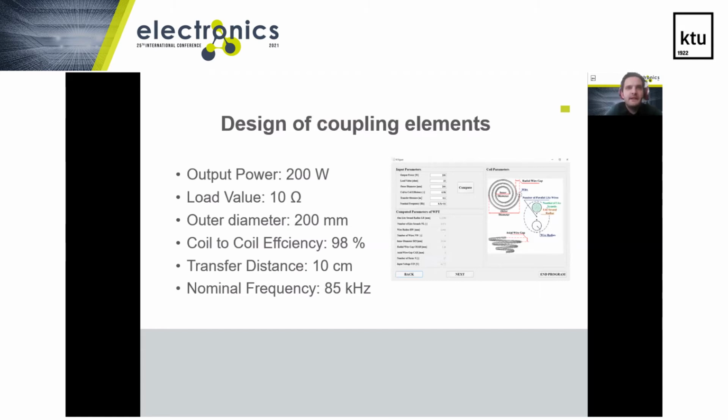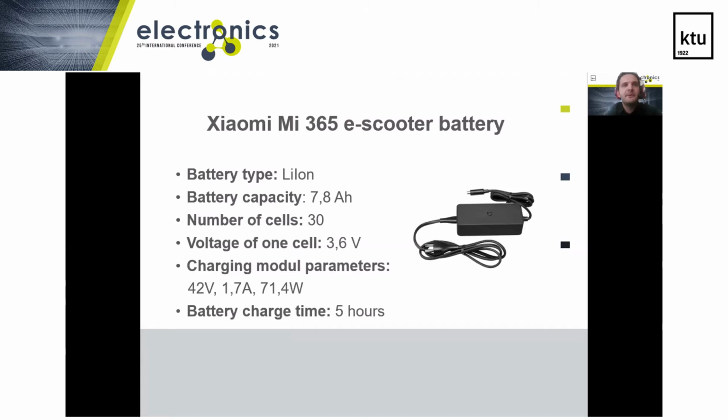Our proposed system is designed for the e-scooter Xiaomi Mi 365, which is a very popular e-scooter on the market. This e-scooter contains a lithium-ion battery with a capacity of 7.8 amp hours and consists of 30 cells. The voltage of one cell is 3.6 volts, and the commercially available charging module has a power of 71 watts and an output voltage of 42 volts, while it is able to supply a current of 1.7 amps, and it takes 5 hours to charge the battery with this commercial adapter.